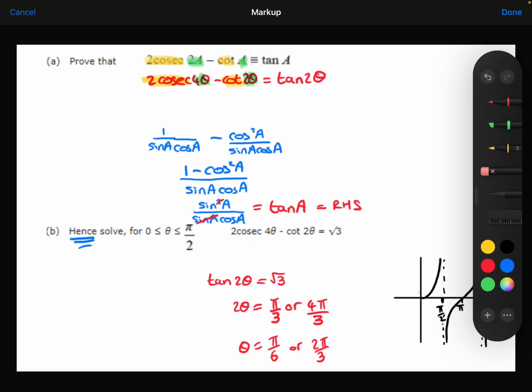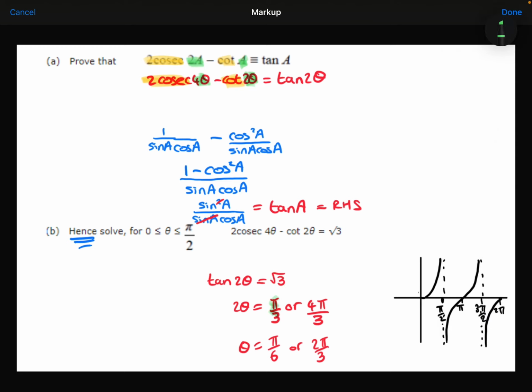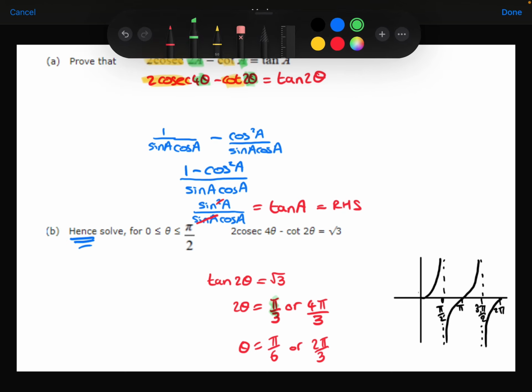Now the rest of this question is really easy, because I can just do tan inverse of root 3 to get the pi over 3. I've then drawn my graph to check the next solution. I know this is pi over 3 here, so the next answer will be pi plus pi over 3, which is the 4 pi over 3.